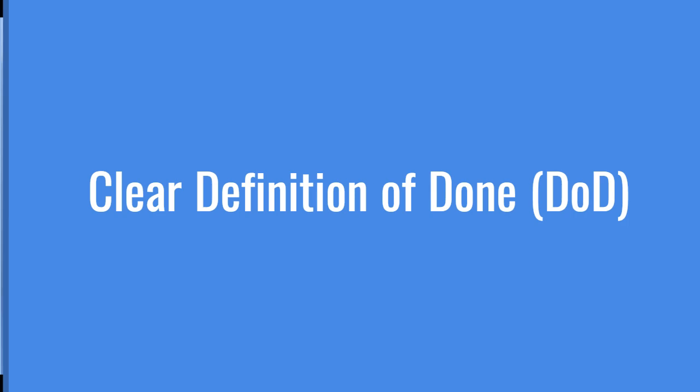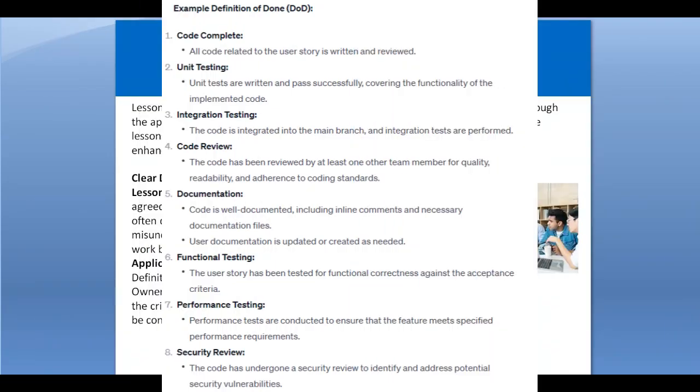First is the clear definition of done, which is called DOD as well. Friend, what is the definition of done actually? The definition of done is basically the criteria by which we say that a particular feature is completed. This is the concept of definition of done in the Scrum framework. Teams often discover that ambiguities in the definition of done lead to misunderstanding and can result in incomplete and subpar work being considered done.